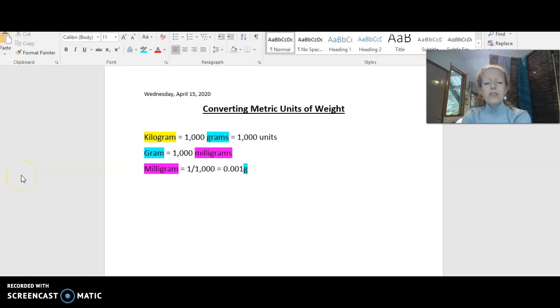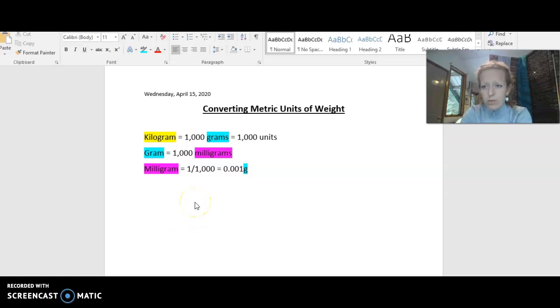Hey boys and girls, so today we're going to talk about converting metric units of weight. And at this point, you should have familiarized yourself with things that you measure in kilograms, objects that you might find that weigh a gram, and maybe even a milligram. So now we're going to learn how to create the roadmap of conversion.